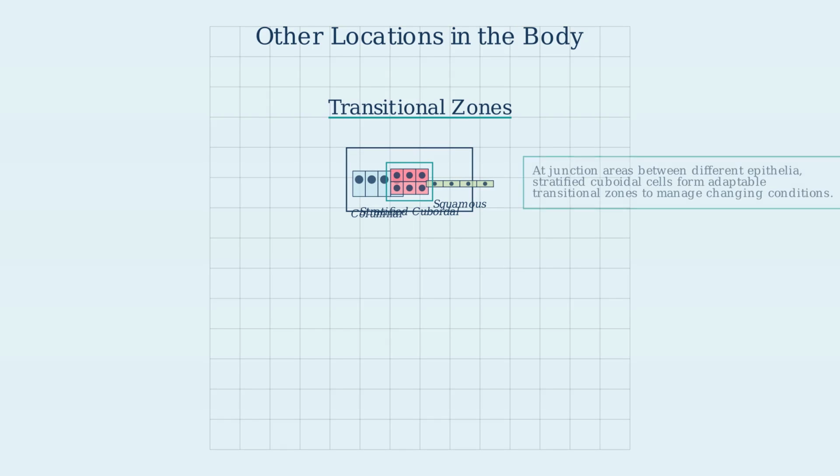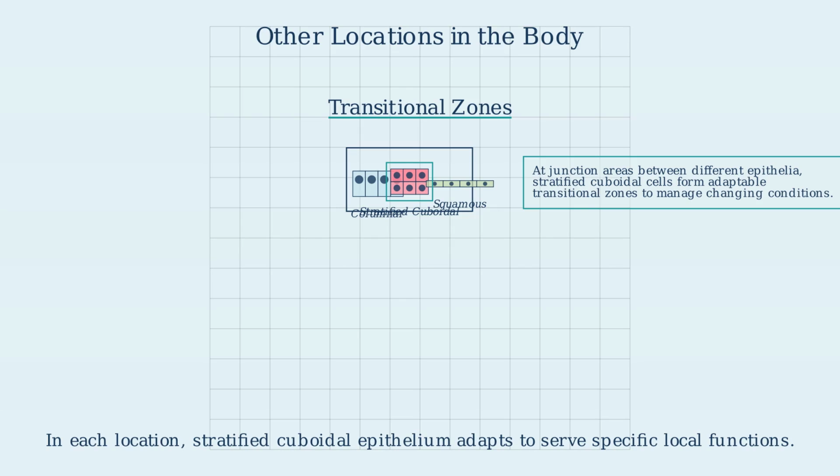Stratified cuboidal epithelium is also found in transitional zones between different epithelial types, providing a gradual adaptation from one tissue type to another. In each of these locations, the stratified cuboidal epithelium adapts its structure and function to meet the specific physiological needs of that tissue.